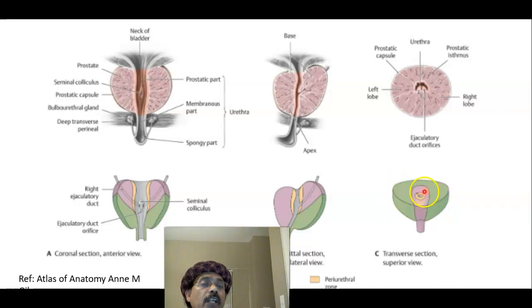So the periurethral gland and the transitional gland are mostly involved in benign hyperplasia of the prostate. In the initial part of prostatic cancer, it is usually located at the periphery. Then it will go to that place.